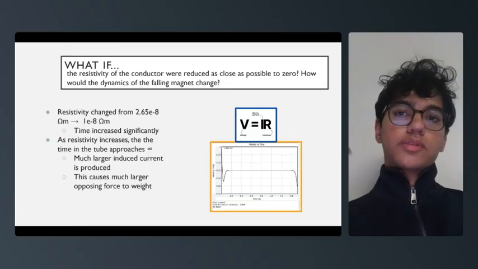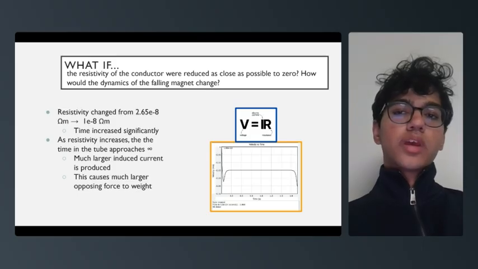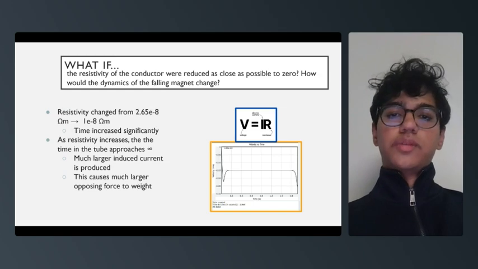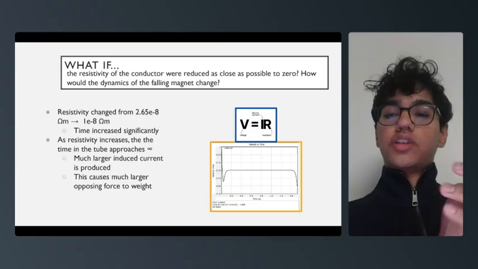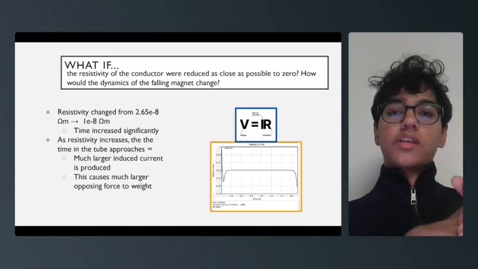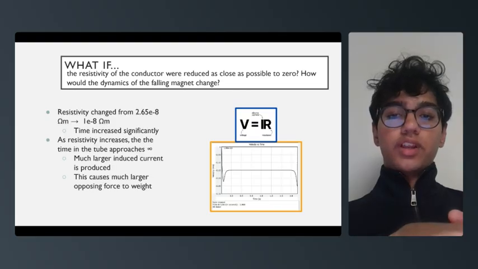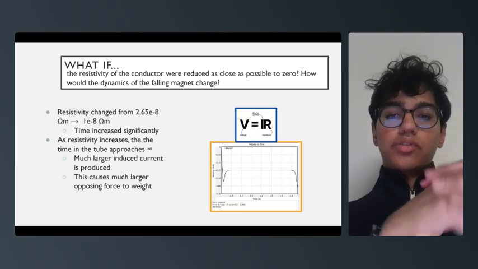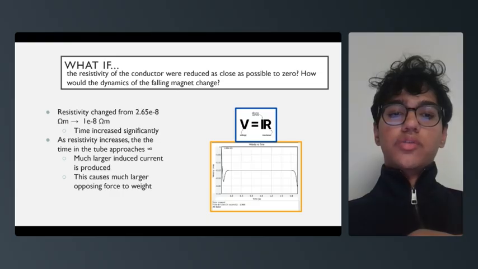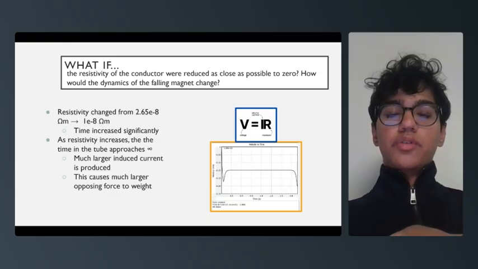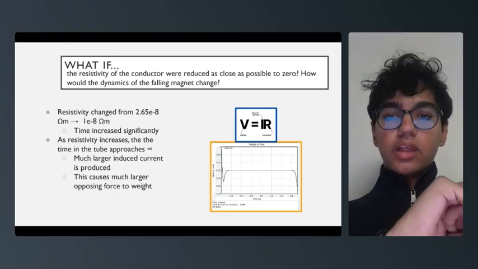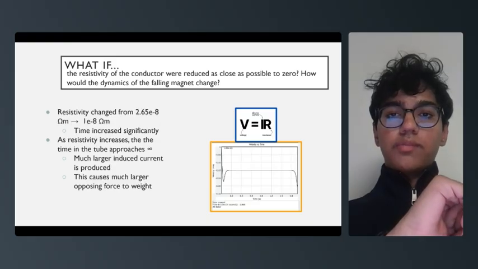Some of the what-if questions from this lab: what if the resistivity of the conductor were reduced as close as possible to 0? How would the dynamics of the falling magnet change? When the resistivity changed from 2.65 to 10 to the negative 8, the time varies significantly. As resistivity decreases, the time in the tube approaches infinity, so a much larger induced current is produced, and this causes a much larger force opposing the weight. Essentially, if resistivity is as close as possible to 0, then it wouldn't fall.